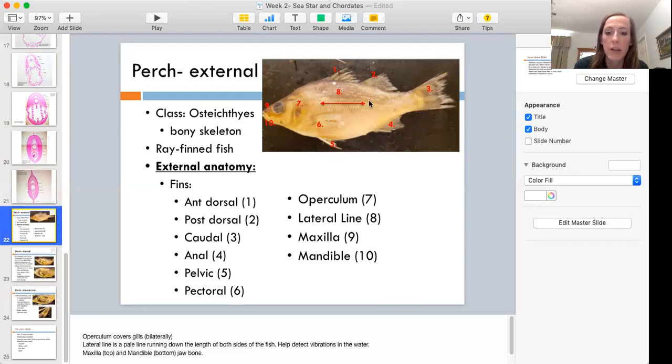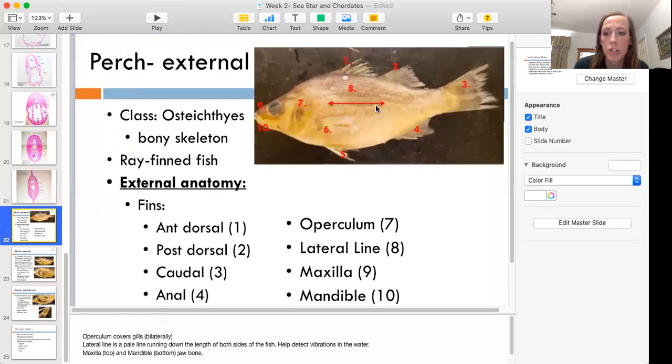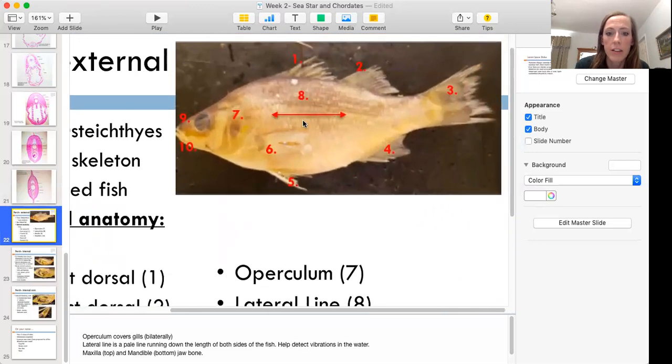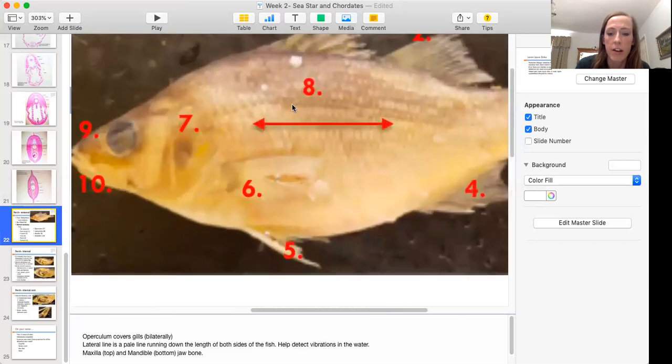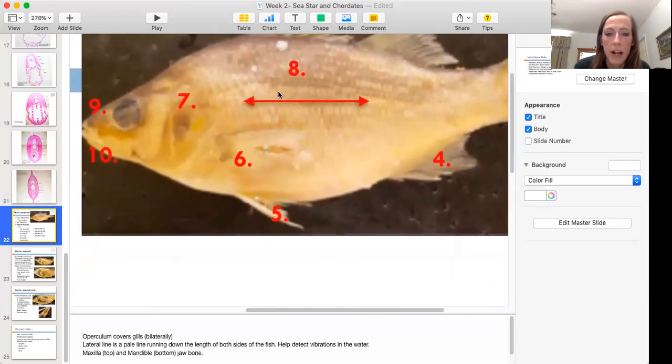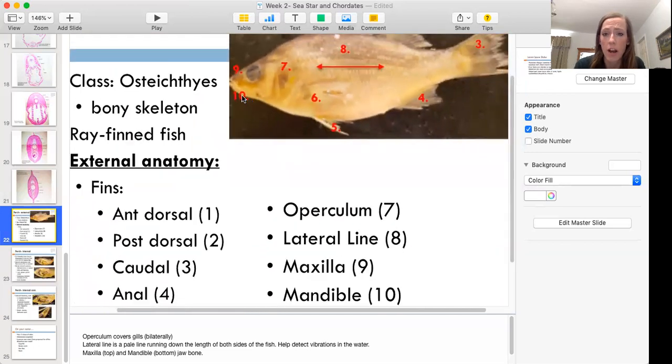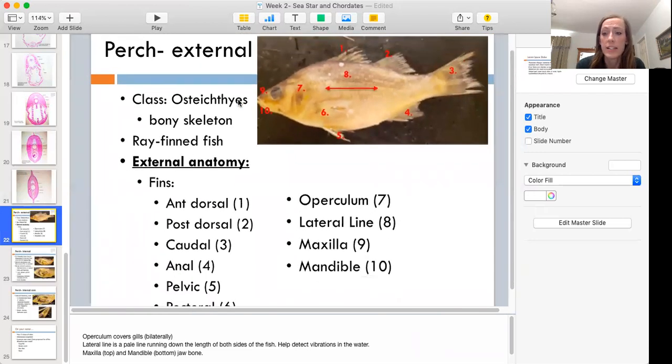The lateral line, which is number 8, and I'm going to enlarge the picture to show you that a little bit better. The red line is just sort of indicating the rough area where that lateral line is. But if you can trace my cursor here, you can see that there is this pale line that kind of runs down the length of the organism. Hopefully you can see that. These are a system of cells that detect vibrations in the water. Okay, so vibrations caused by movement of other organisms in the water.